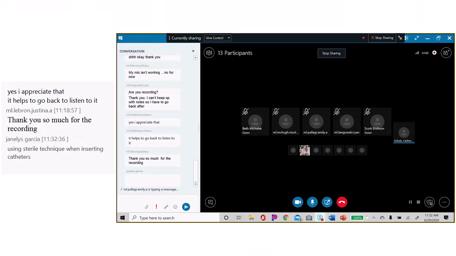I see some typing on the side. Using sterile technique, correct. Which means all the pieces of the kit should be used.